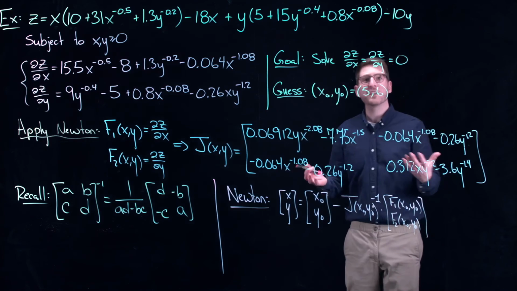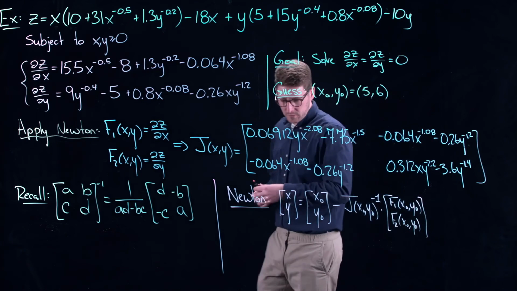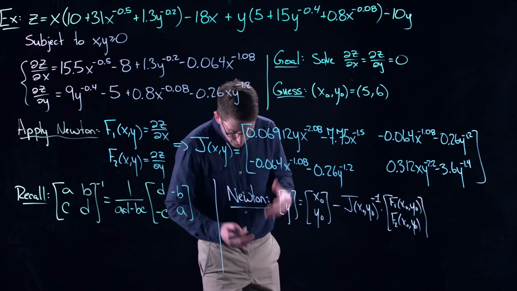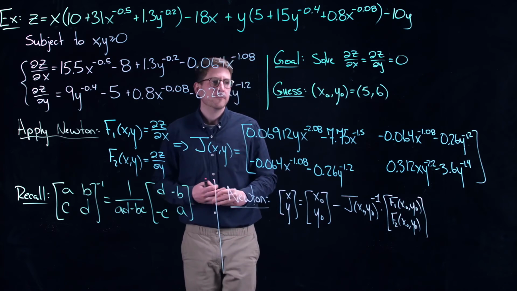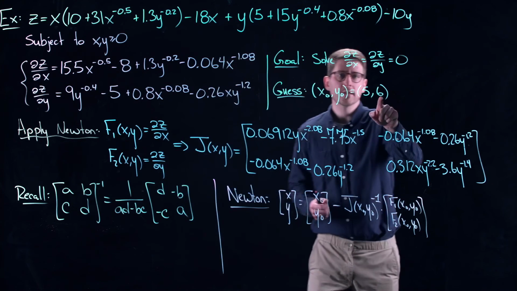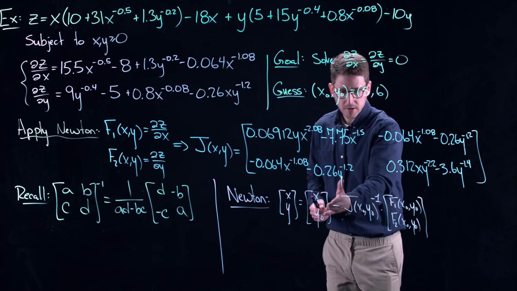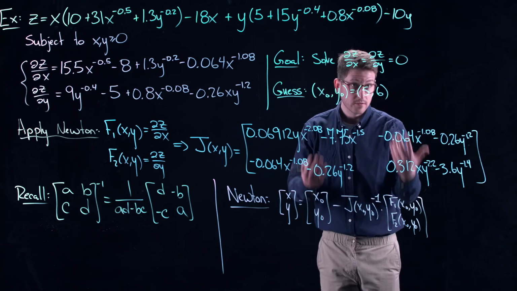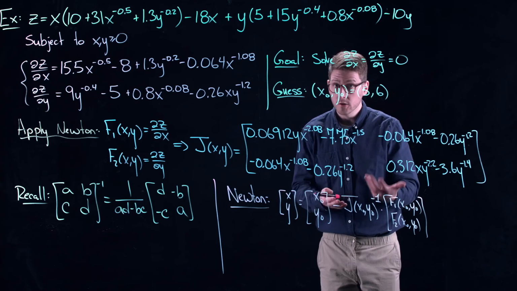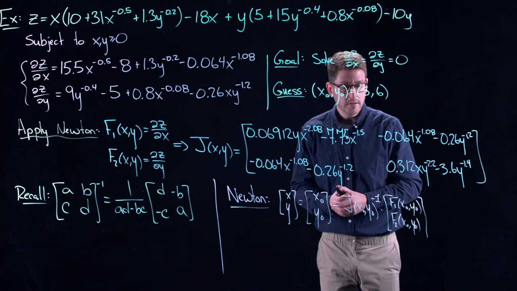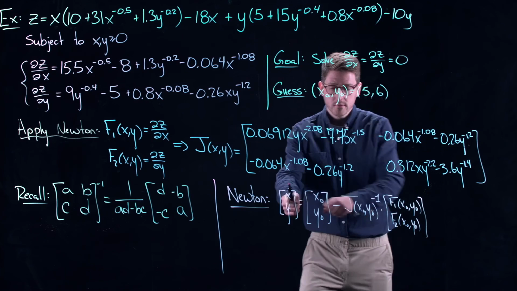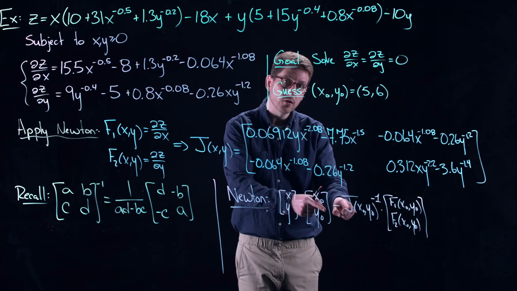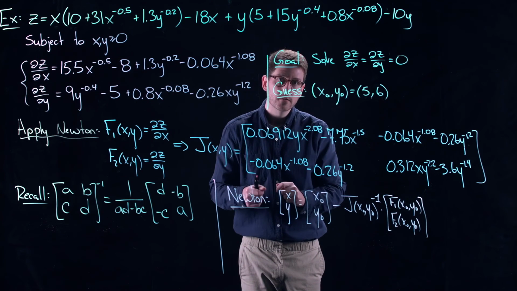Okay, so it's going to be a lot of work, right? Especially if you don't use a computer to help you with this. So here's what I did. I took my initial guess, 5, 6. I put it into this big old formula, and I got a new guess. Okay? So it takes a lot of computation step to step. It's a huge pain. But then when I got a new guess, I put that guess back into Newton, and I got a better guess.